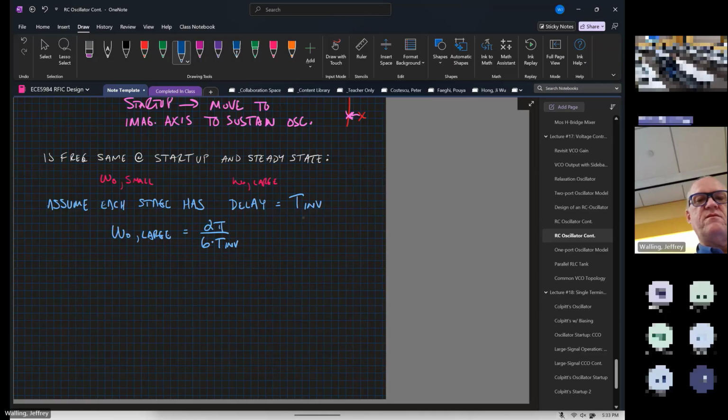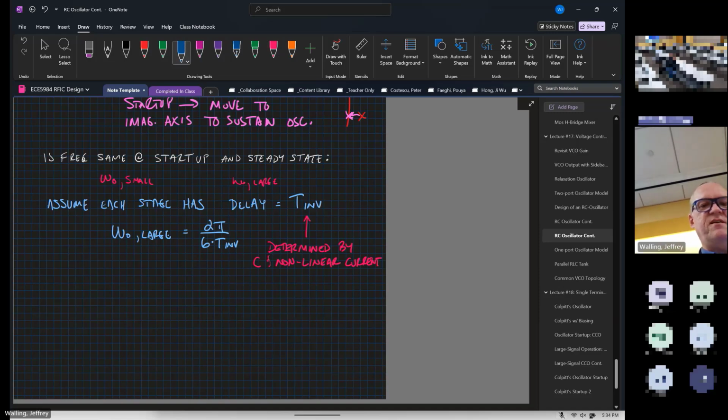Now, the thing about T inverter is that this is determined by large signal characteristics of the device. It's going to be determined by the capacitance and also the nonlinear current that comes from the device. It's very difficult to find that mathematically or analytically. So normally what you have to do is put large signal swings into the inverter and figure out what the propagation delay is from the input to the output under those large signal conditions.